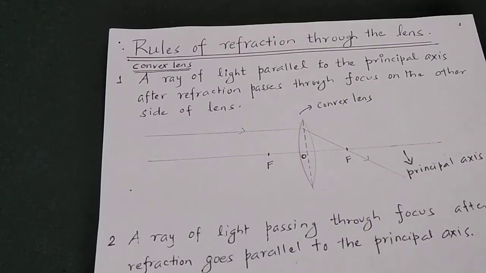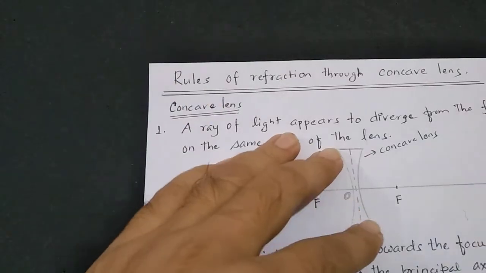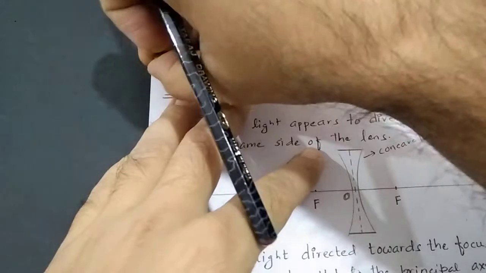Well friends, we have completed the rules of refraction through the lens for a convex lens. Now our next agenda is to discuss the rules of refraction through the concave lens. So here we have a concave lens.